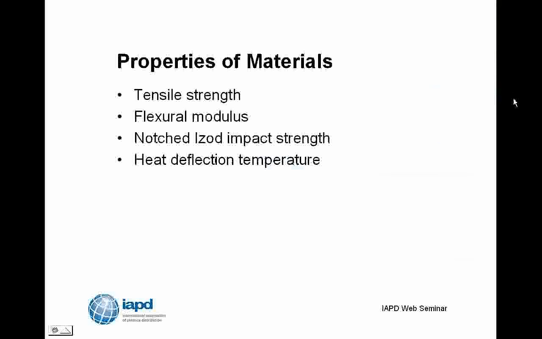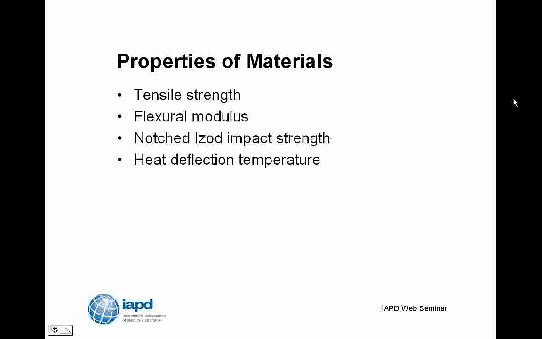So we're going to look at four of them: tensile strength, flexural modulus, notched Izod impact strength, and heat deflection temperature. I want to start off by saying that four properties are not really enough to fully characterize a material, but it's a good place to start to get a feel for what that material is all about.